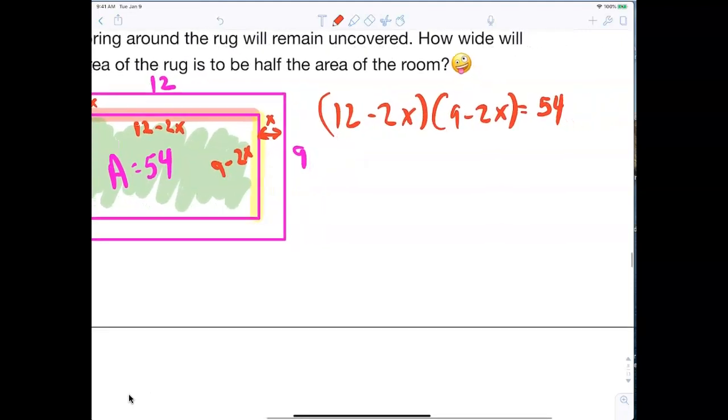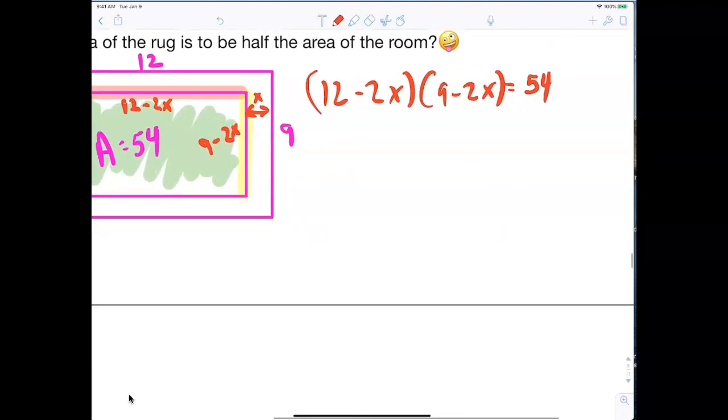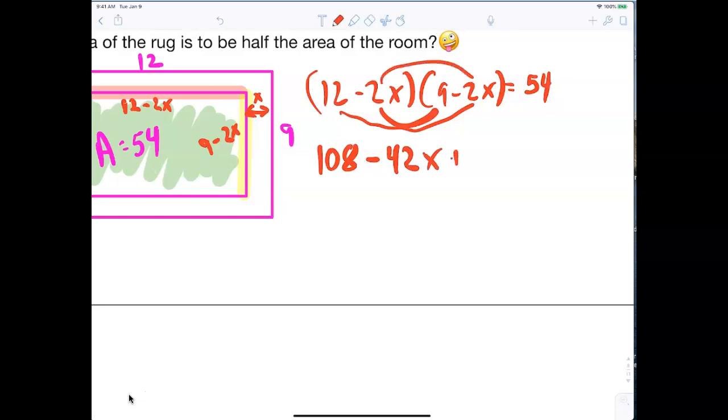All right, now look, guys, I'm expecting you guys to do better now as far as the multiplication goes. So here we go. 12 times 9. 108. Smiley face. How much is that? Minus 18. And how much is that? So all together, negative 42x. And then if I multiply that, that's what? Be careful. Positive 4x squared equals 54. So I agree with that?